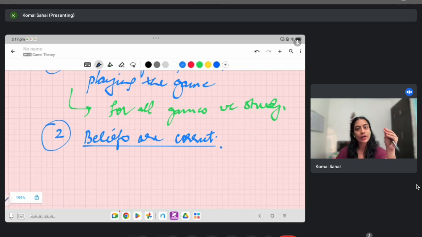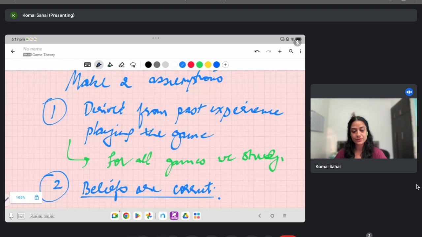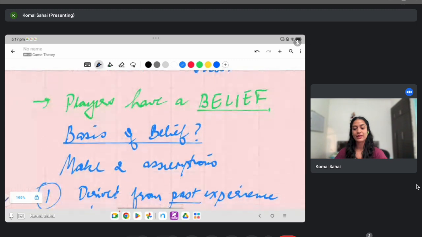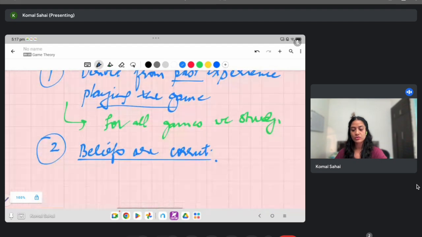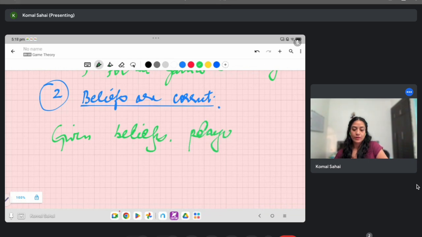And given these beliefs, which are derived from past experience, from playing the game, essentially players are making a choice which is rational. Okay, so given beliefs, players make rational choices.